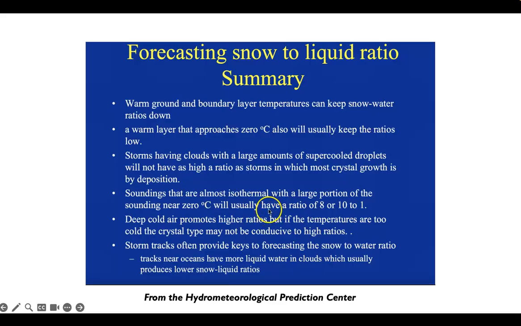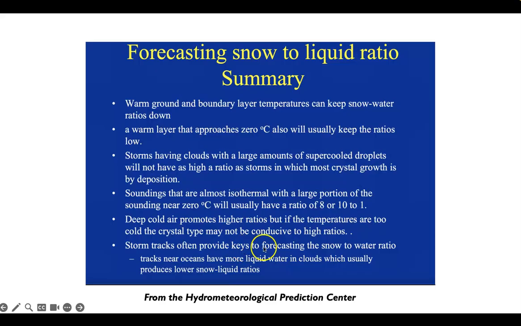So isothermal means almost the same. The temperature goes up into the atmosphere and it doesn't change that much. And they're saying if it stays near zero, then it will have a lower ratio. So that's, again, you would get wet snow. Deep cold air promotes higher ratios, and that's what we are going to have for those of us who are getting snow. Except too cold is no good, but that's not going to be a problem for us.